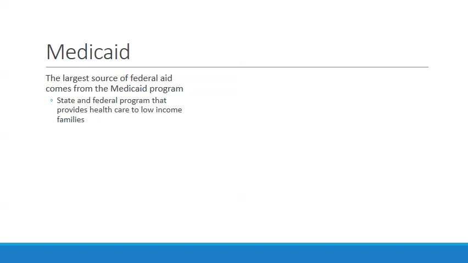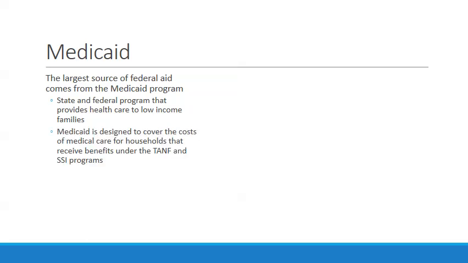Now, the fourth of the programs here under public assistance is Medicaid. So this is the health insurance. It's the largest source of federal aid, like we just looked at. It's a state and federal program that provides health care to low-income families. The big thing here is minimum wage jobs do not provide health care. So these are people who may be working, but they don't have access to health care, and thus Medicaid takes that place and provides them with health care that otherwise they would not be able to gain access to. It's designed to cover the cost of medical care for households that receive the benefits under TANF and SSI. So you have to qualify as low income to be able to access these different healthcare programs.